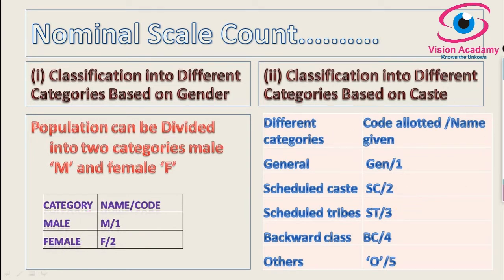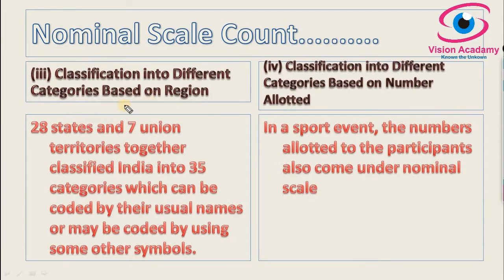We want to make this very clear. If you want to categorize by geographical region, consider here India. We want to categorize the Indian region. The study undertaken takes the whole Indian population. In the whole Indian population, we have 28 states and 7 union territories. Together we can classify them as 35 categories.